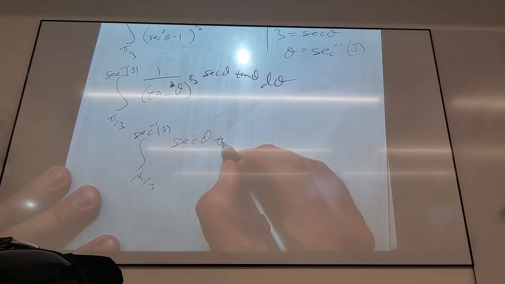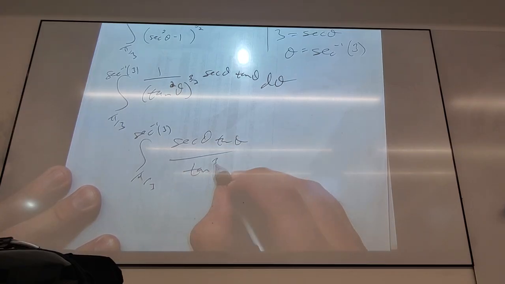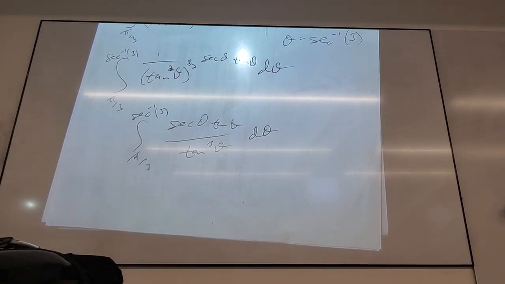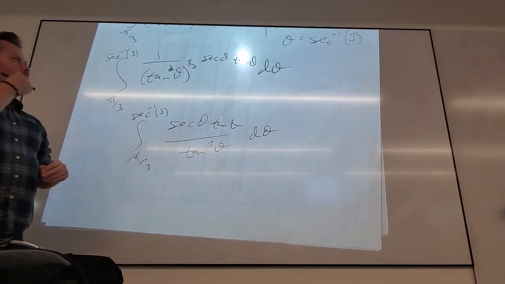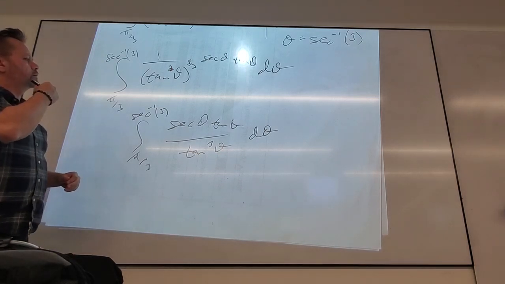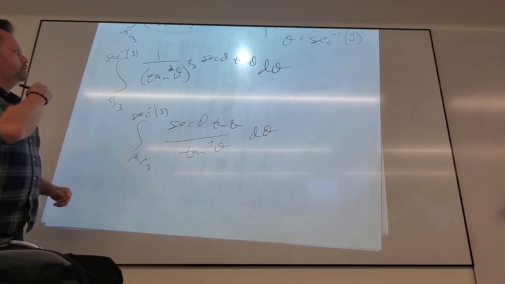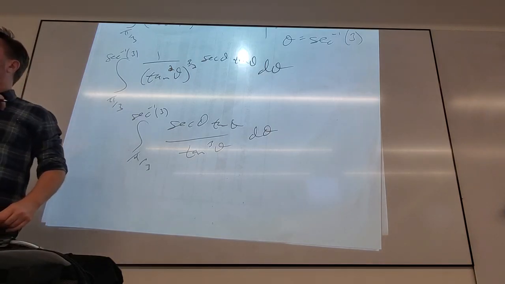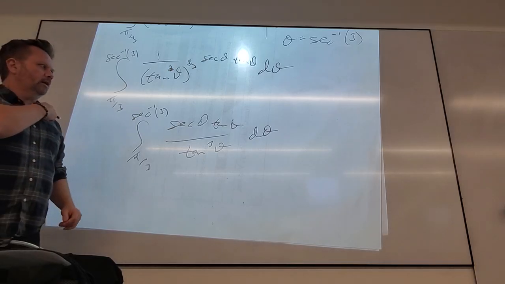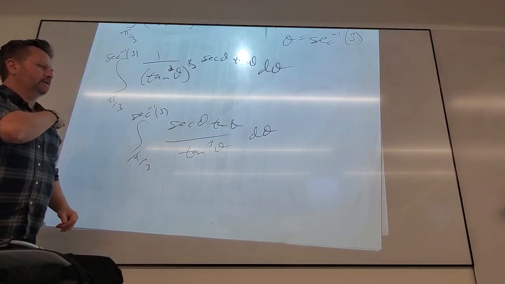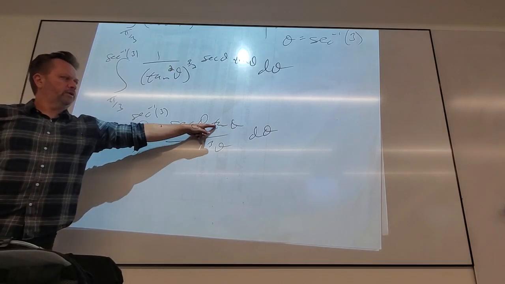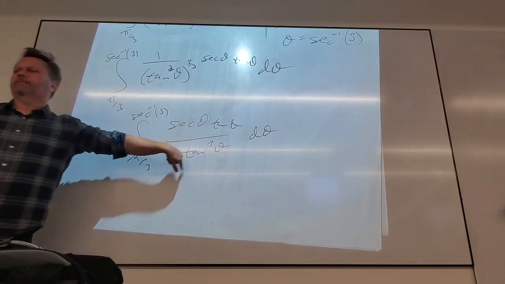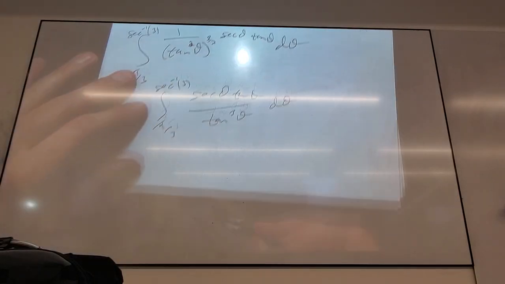Secant theta, tangent theta, over tangent cubed theta. Is that not cotangent? Over tangent, that's not cotangent. It totally is, but I didn't do that yet. I'm not going to. I want to show you why. Well, let's see. Can't I kill one of the tangents? Okay. Let's see if this gets us anywhere good.